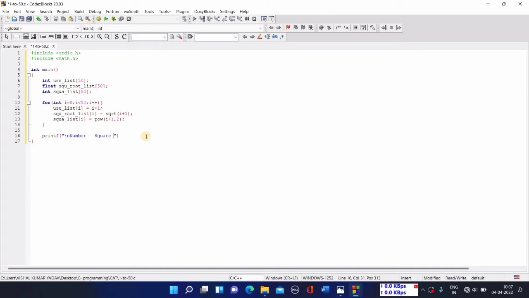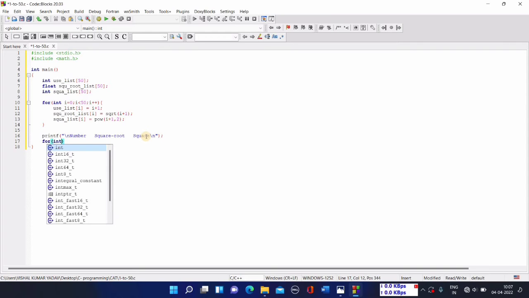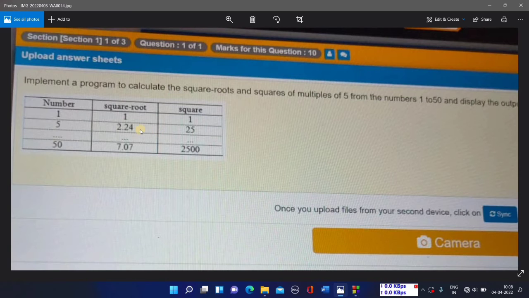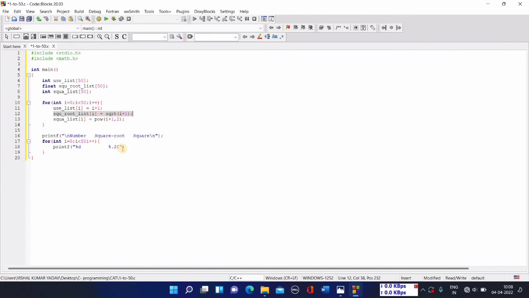Square root, and over here let me write square. Now for int i = 0, i less than 50, i plus plus, printf %d, %0.2f. Why am I writing 0.2f? Because my square root value will be up to 4 decimal places, but I don't want that, I just want up to 2 decimal places. In fact, in the question they're also displaying up to 2 decimal places. That's why I've written 0.2f.